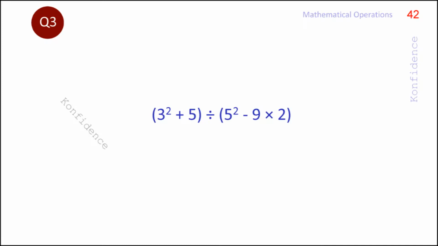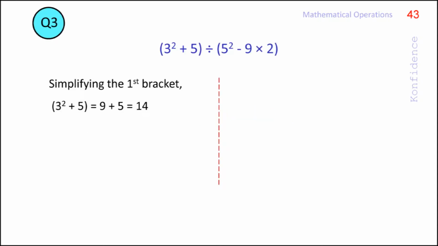Now try the question Q3 on your own. What is the value of (3 square plus 5) divided by (5 square minus 9 into 2)? Applying BODMAS, we look for brackets and then the order or power. The expression within the first bracket is 3 square plus 5, and that within the second bracket is 5 square minus 9 into 2. We first simplify 3 square plus 5 and 5 square minus 9 into 2 separately.